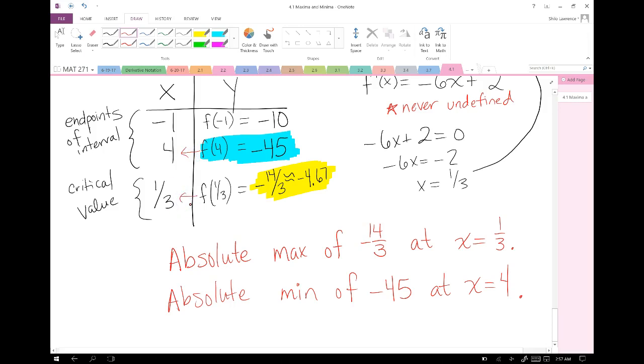So the x has nothing to do with how high or how low. Remember, the x-axis is the horizontal axis. The y is what tells us how high and how low. So the y is what dictates whether or not we have a max or a min. So it's the actual y value that is the max or the min. X is just the location, left or right, from the origin.